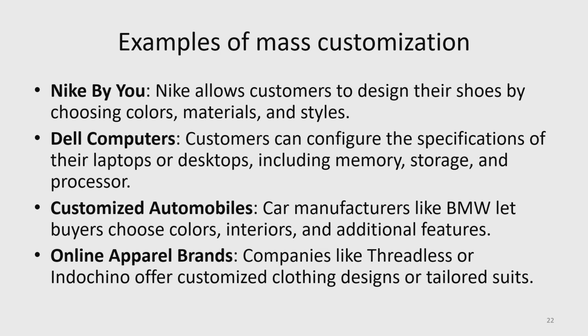Now I give some examples of mass customization, like Nike By You. Nike allows customers to design their shoes by choosing colors, materials and styles. That means you can choose color etc. So they will make it very carefully that the design will be more or less the same, but color can be changed. Like that they offer some features, so that the base thing can be made in mass, whereas they will allow some flexibility.